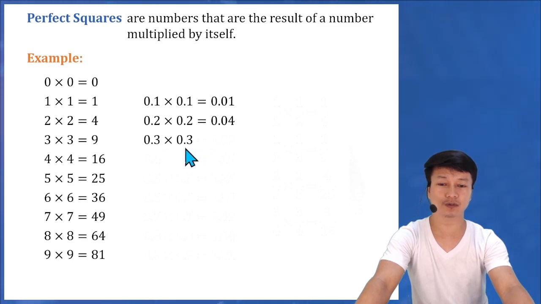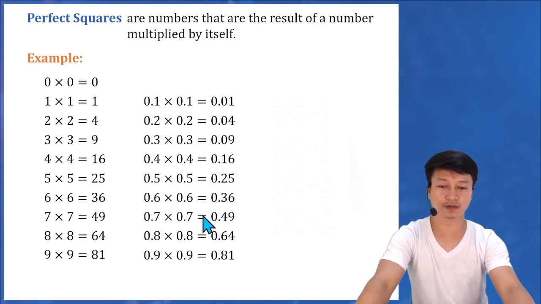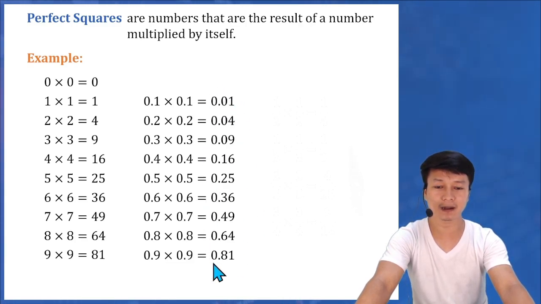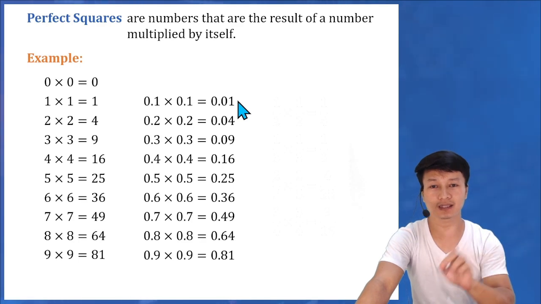Same is true for 0.3 times itself. The result is 0.09, and so 0.09 is considered a perfect square number. The same is true with 0.4, and also we have 0.5, 0.6. So all of these numbers here at the right are considered perfect square numbers because they were obtained after we multiply a number by itself.